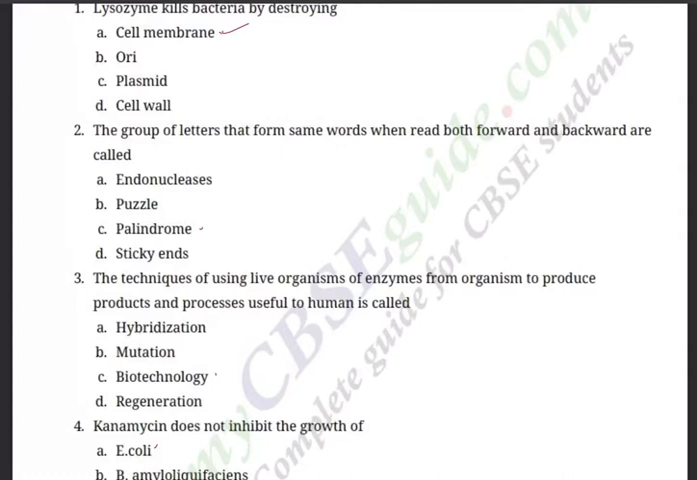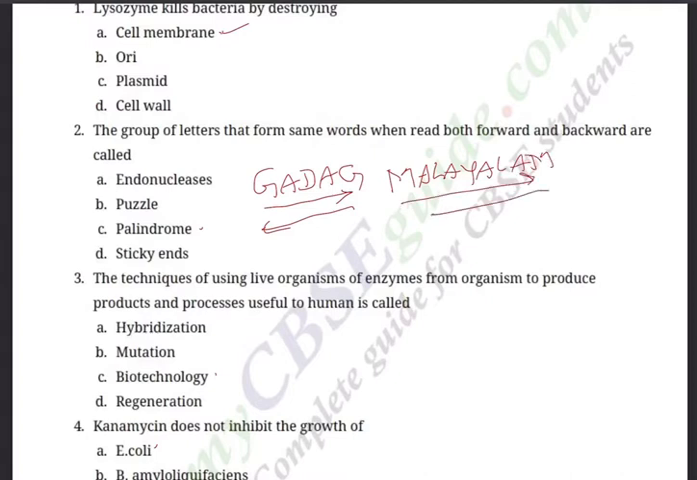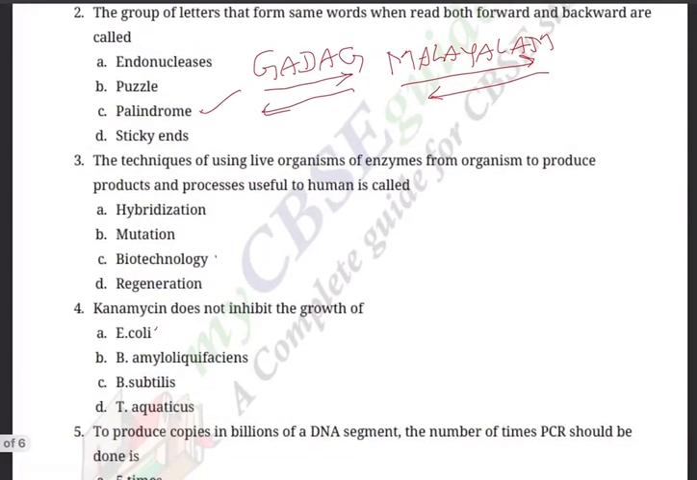Then question 2. The group of letters that form the same words when read both forward and backward are called. Of course, I gave two examples to you when I was dealing with this chapter through normal videos. One is Gadag. So either you read it this way, G-A-D-A-G, or this way. Second one I gave as an example, Malayalam. So both backward as well as forward reading spell the same. So that should be palindrome.